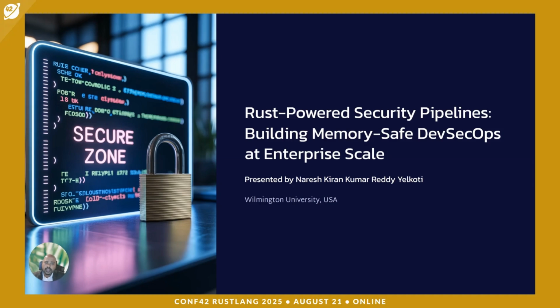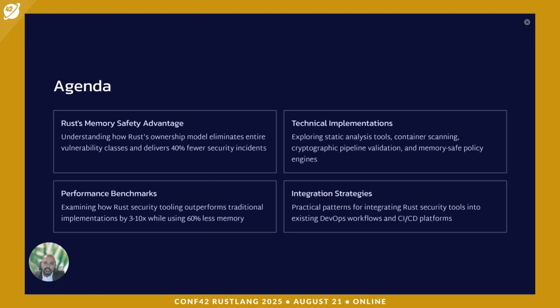Let's take a quick look at what we will cover today, so you know exactly where we are headed. First, we will look at Rust's memory safety advantage, how its ownership model eliminates entire classes of vulnerabilities, leading to up to 40% fewer security incidents.